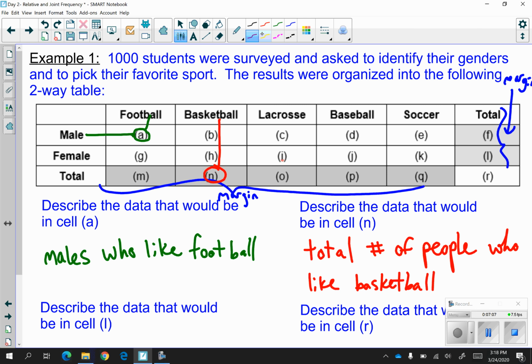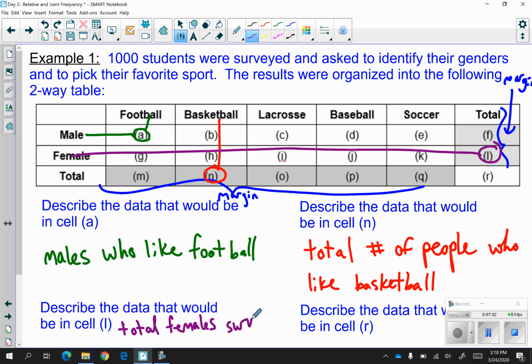If you're talking about I, actually that's an L, so L is over here. That's another marginal frequency on the outskirts. This one is talking about females. So this is the total females surveyed, or the total number of females who like at least one sport. And then the last one wants to know what would be in cell R.